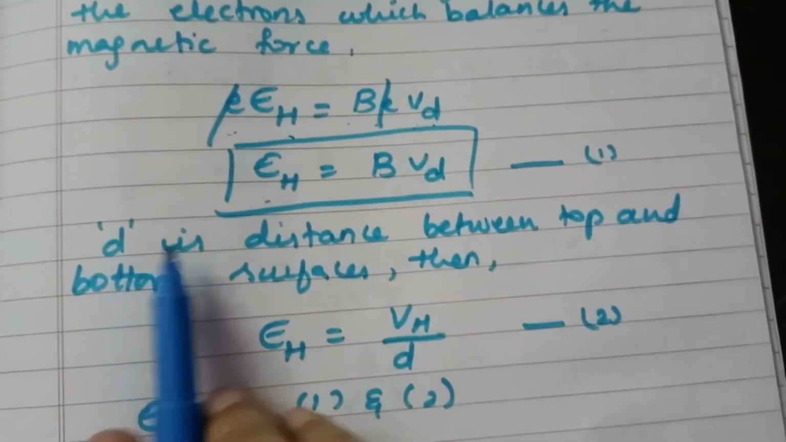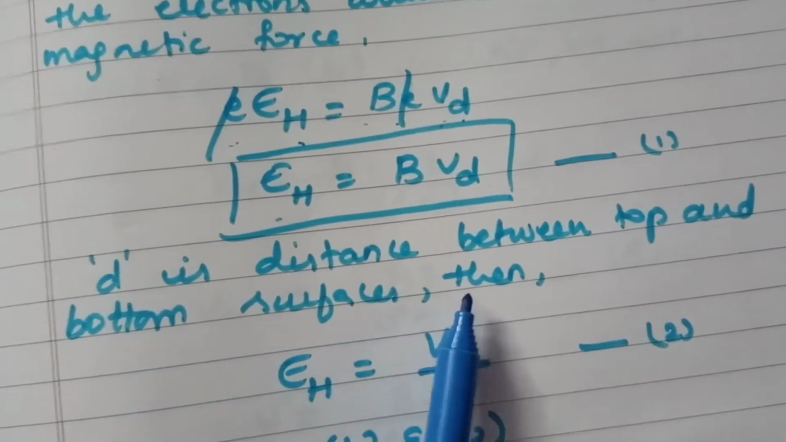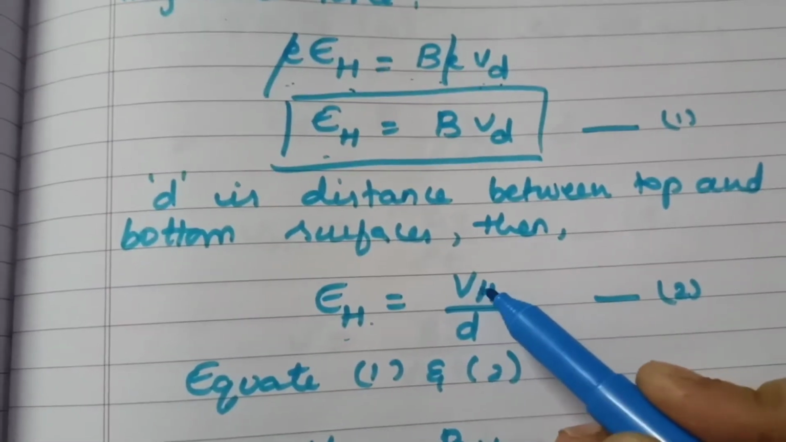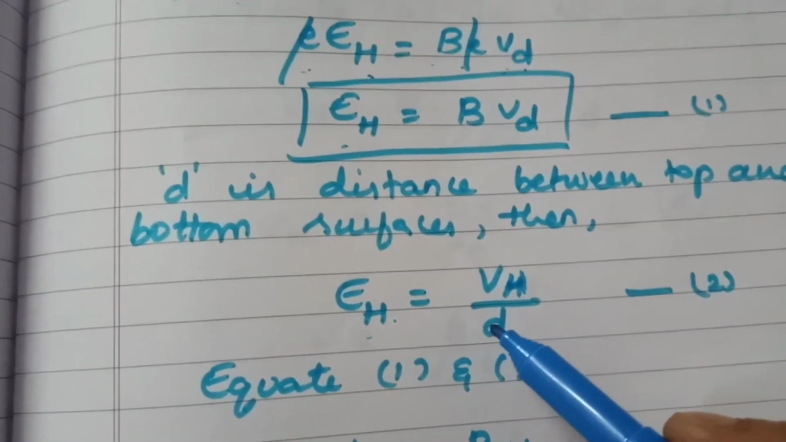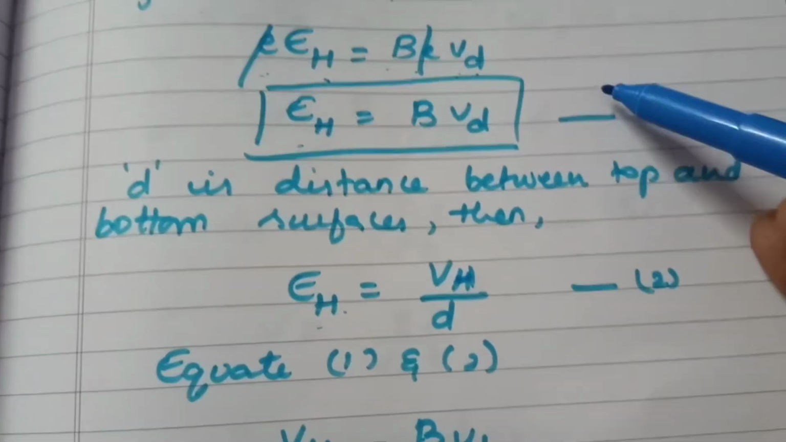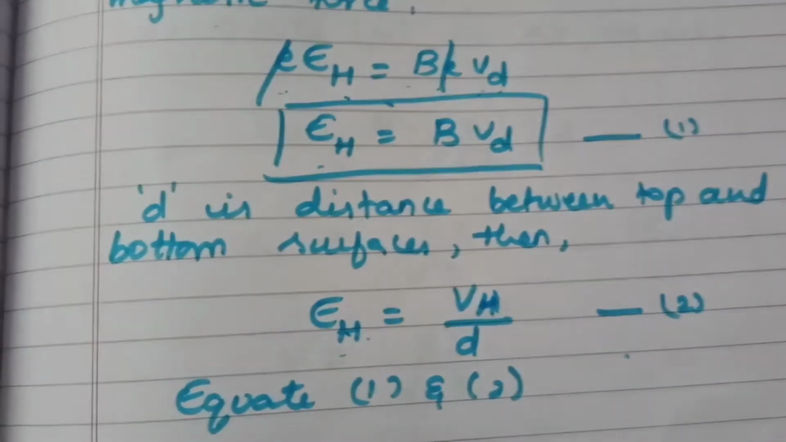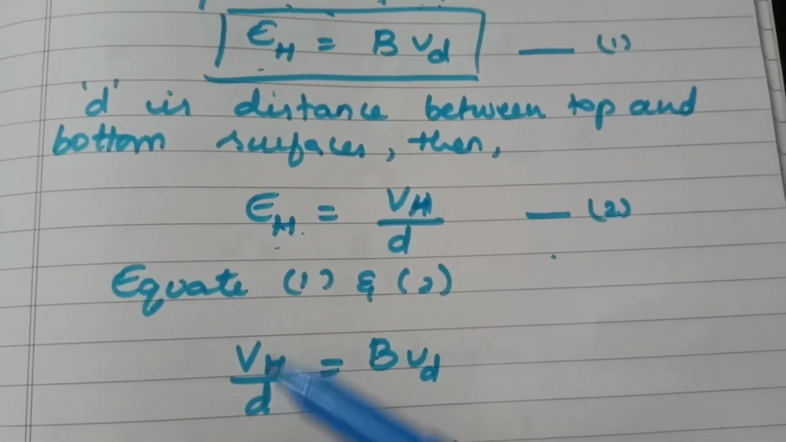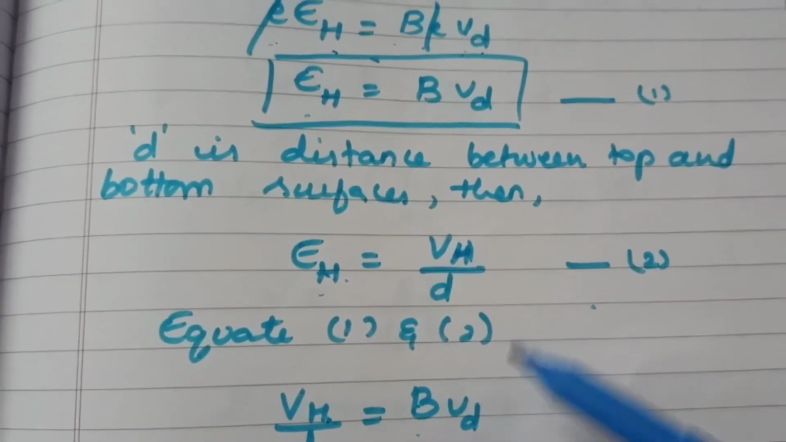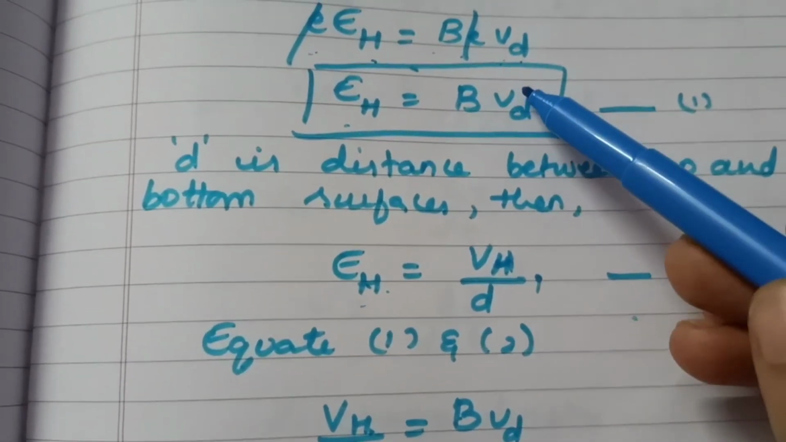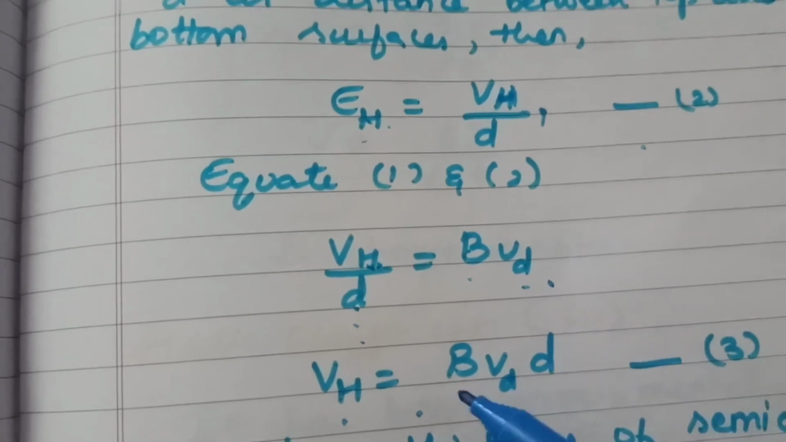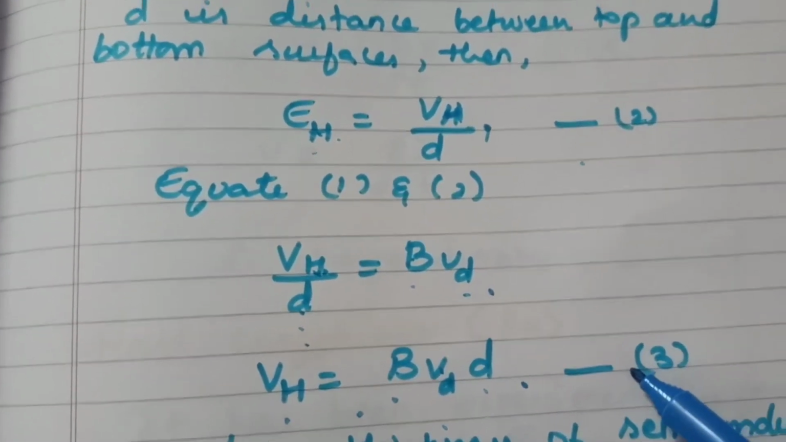Now d is nothing but the distance between the top and the bottom surfaces. So this EH can be given as VH, the voltage, divided by the distance between those two points. Voltage by distance. If you equate these two equations, since EH is the same on the left hand side, you will get VH by d is equal to B Vd. Equating these two, from this VH is equal to B Vd into d. Consider this as third equation.